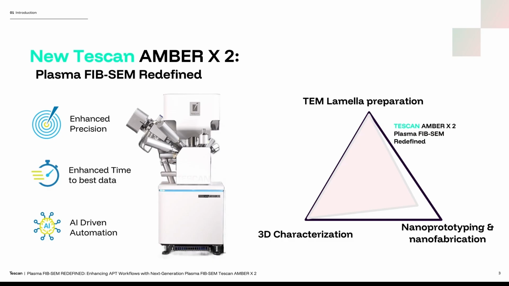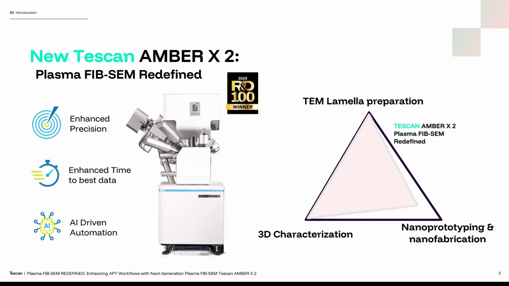What this means in practice is simple. You no longer need two systems to do high-end materials characterization. AMBER X2 handles it all, from delicate nanoscale prep to large volume analysis and even fabrication, on a single optimized platform. It gives you the precision you've always trusted with the speed and flexibility you've always needed. This is the best of both worlds, brought together in one tool for the first time.